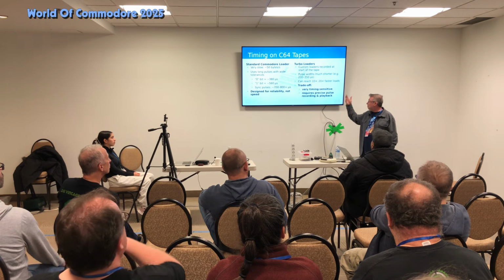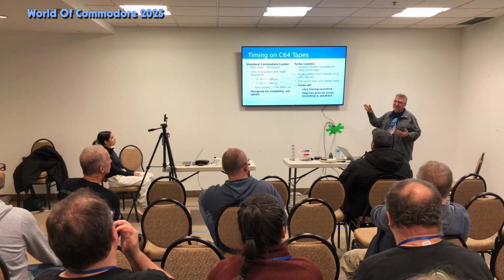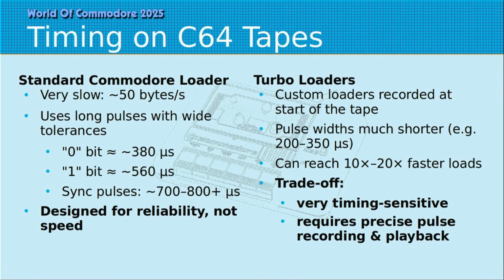That's why companies decide to use a turbo loader to load their tape a little bit faster. What they do is they have a special program at the beginning of the tape that gets loaded by the Commodore, and then switches the way the signals are handled by the Commodore to use much smaller pulses. The trade-off is that it's very time insensitive and it requires precise recording and playback. But you get more speed. You can get 10 to 20 times faster load time than the regular Commodore.